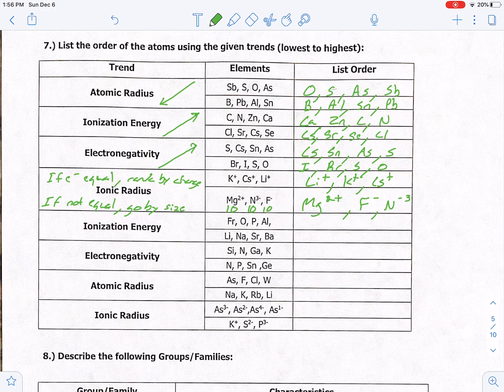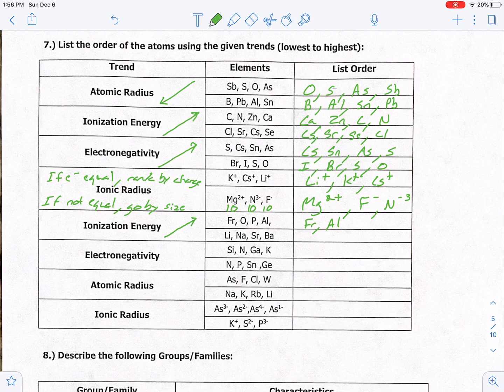Okay, ionization energy. Again, we're going up to the right, smallest to biggest. That is going to start off with francium being the lowest, then aluminum, then phosphorus, and then oxygen. Next one we're going to go into is Ba. Ba is going to be the lowest, followed by Sr, then Na, then Li.